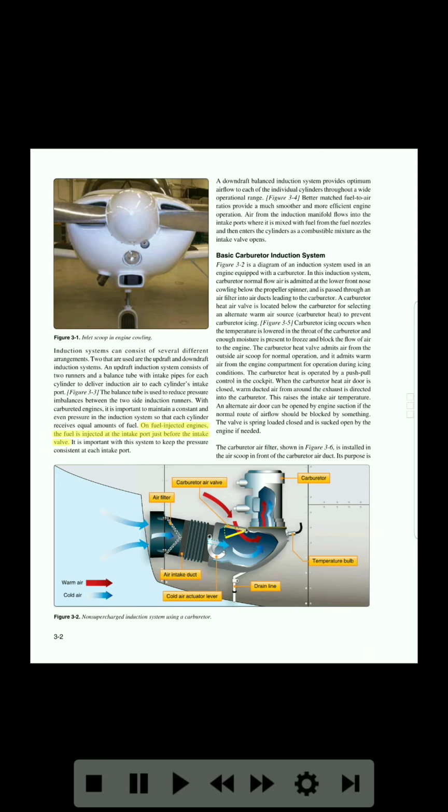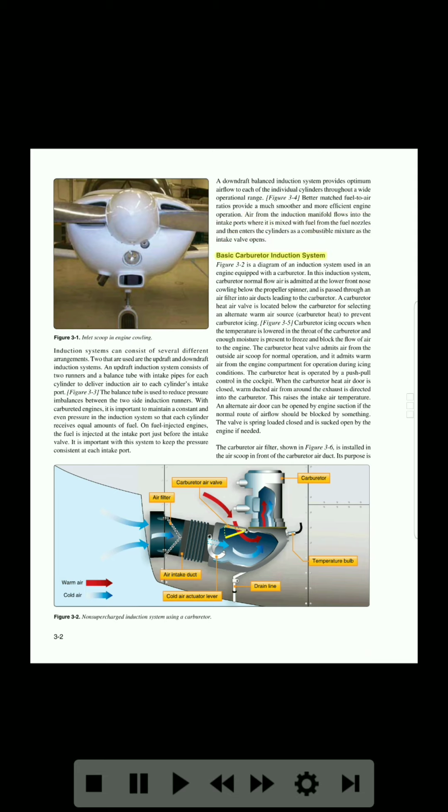On fuel-injected engines, the fuel is injected at the intake port just before the intake valve. It is important with this system to keep the pressure consistent at each intake port. A downdraft balanced induction system provides optimum airflow to each of the individual cylinders throughout a wide operational range. Figure 3-4. Better matched fuel-to-air ratios provide a much smoother and more efficient engine operation. Air from the induction manifold flows into the intake ports where it is mixed with fuel from the fuel nozzles, and then enters the cylinders as a combustible mixture as the intake valve opens.